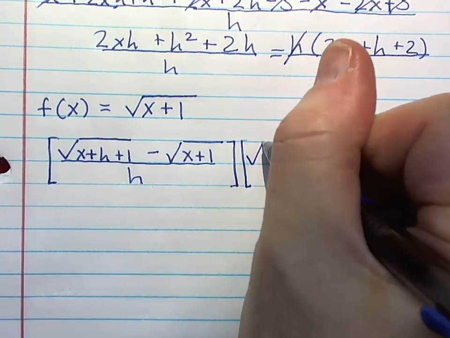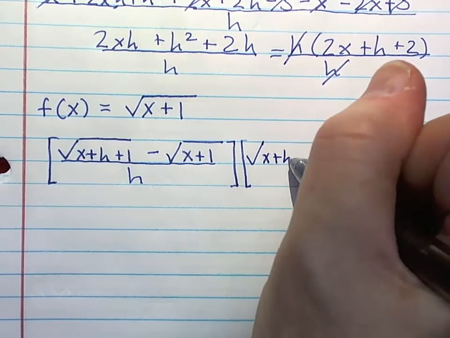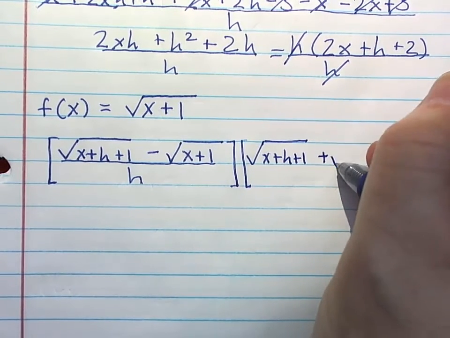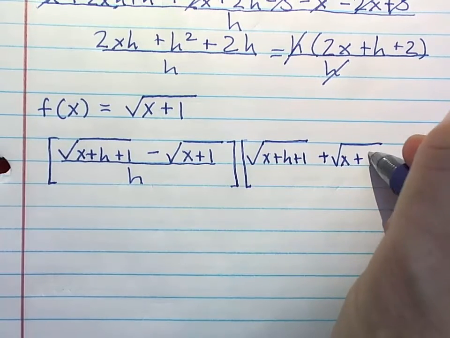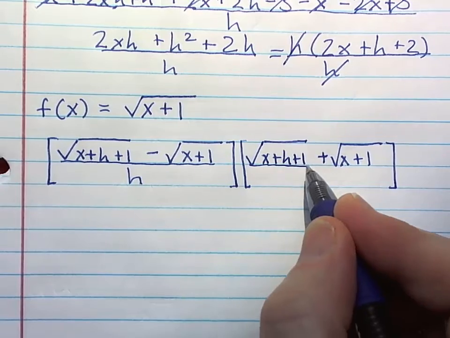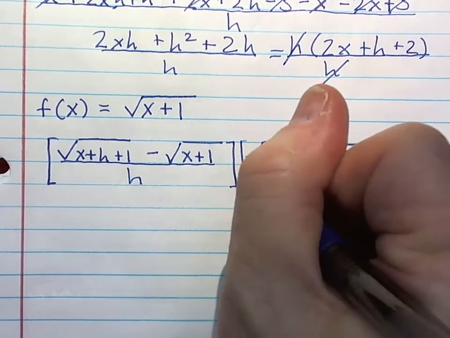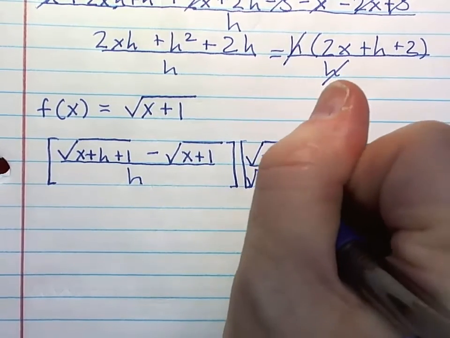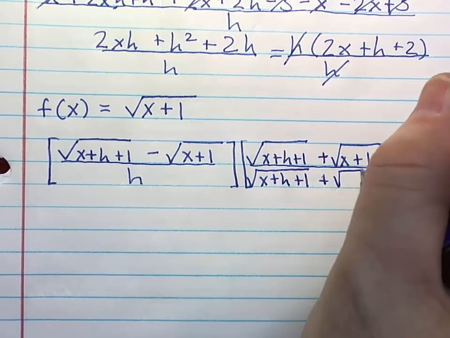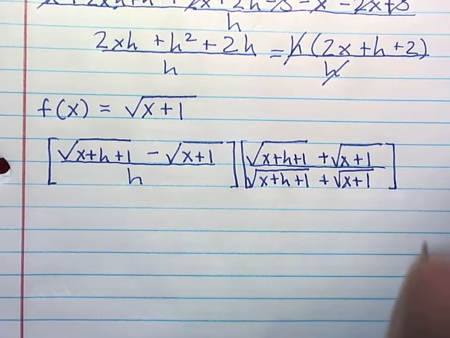So that's what I'm going to do. I'm going to take the square root of x plus h plus 1 plus the square root of x plus 1, and I do that to the top and the bottom. I can't just do it to the top, but if I do it to the top and the bottom, it's like I'm multiplying by 1. See? And there's no harm in that.